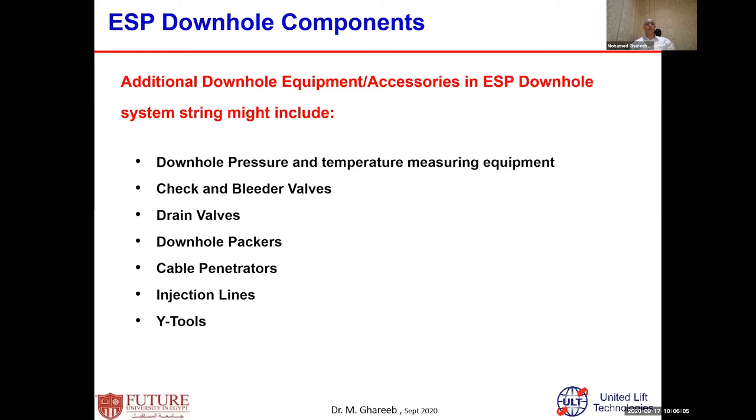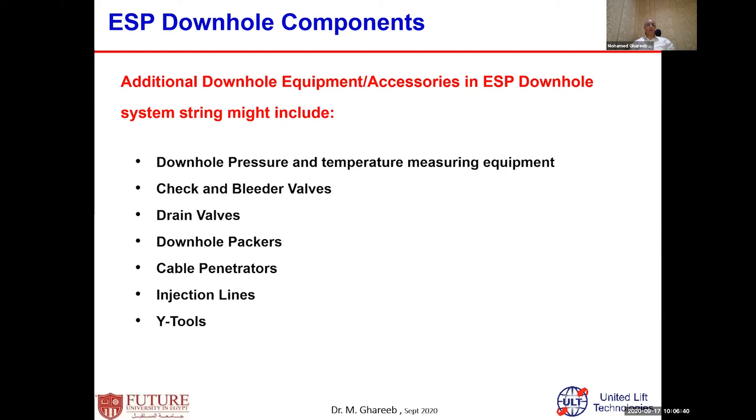For example, downhole sensors. Currently, if you go to ESP wells, maybe more than 70% of them are equipped with what we call downhole sensors. Downhole sensors continuously measure the pressure, temperature, motor vibrations, what's going on downhole. All these parameters continuously give you a reading, which allows you to have better control and better optimization for your downhole condition.